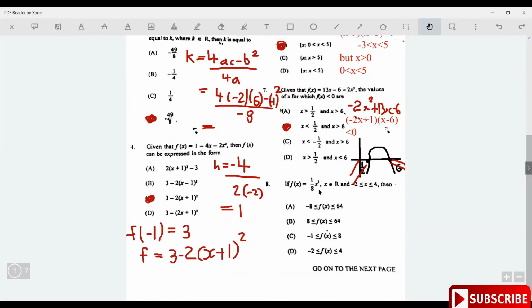Question 8. If f of x is 1 over 8 x cubed and x is an element of R and x is between minus 2 and 4, then, well, first thing I have to do is plug in minus 2 here. When you plug in minus 2, what are you going to get? You're going to get minus 2 cubed, and minus 2 cubed is minus 8. Minus 8 times 1 over 8 is negative 1. So option C already. When you plug in 4, 4 cubed is 64. 64 times 1 over 8 is 8. C is the answer.